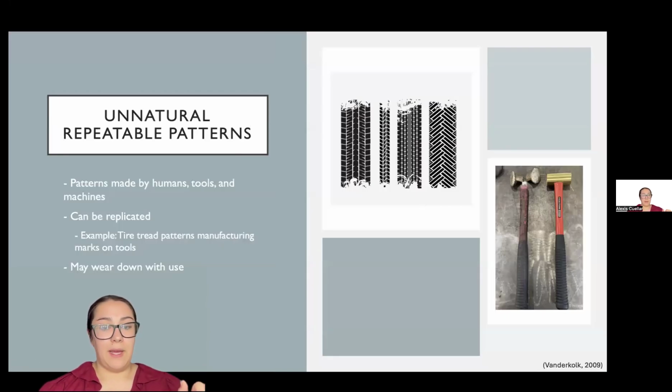Now, unnatural repeatable patterns are patterns that are made by humans, tools, or machines. So they're man-made, and they can be replicated, but they can also be worn down with use. With tire marks and tools, we're able to see that with time, they start wearing down. With tires, that's why they say to change your tires often, because they start balding. They start losing their tread, their marks, and that, of course, leads to unsafe driving. And with tools, with constant use, they end up breaking, and the manufacturing labels and marks start to wear off compared to a new one.